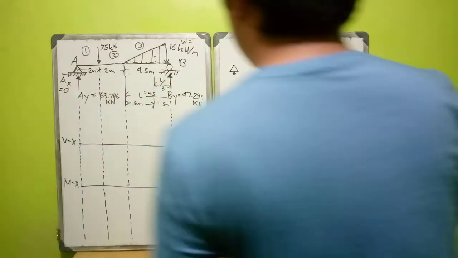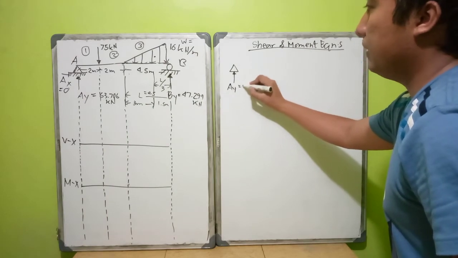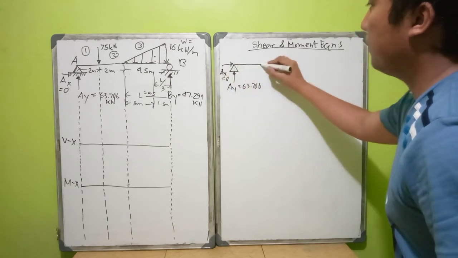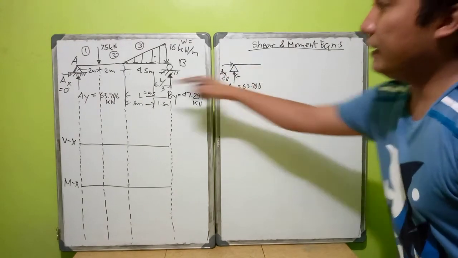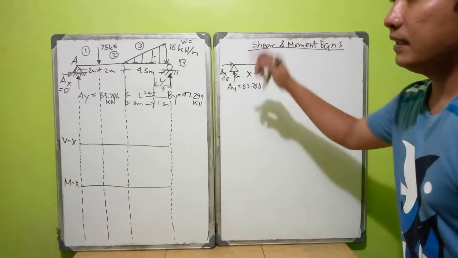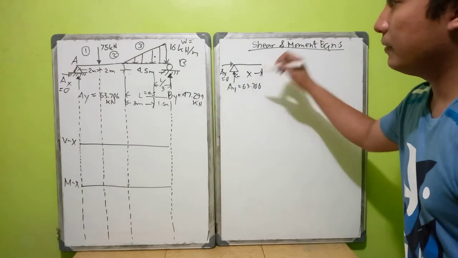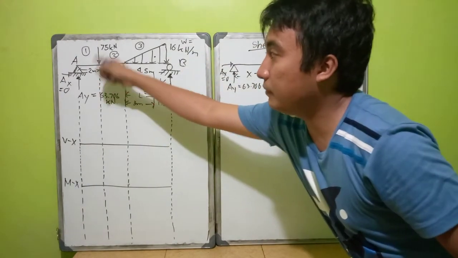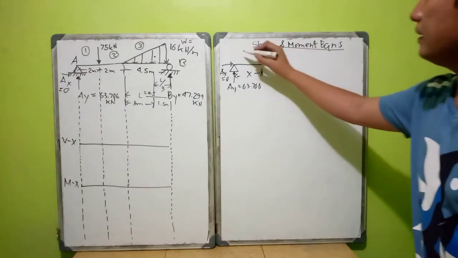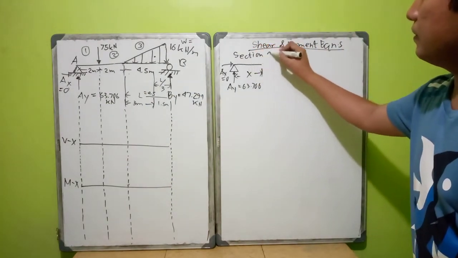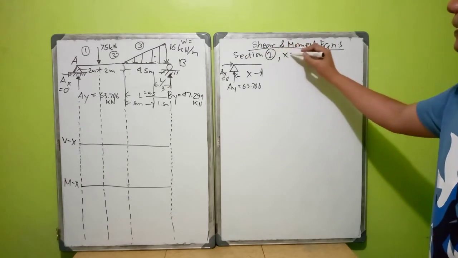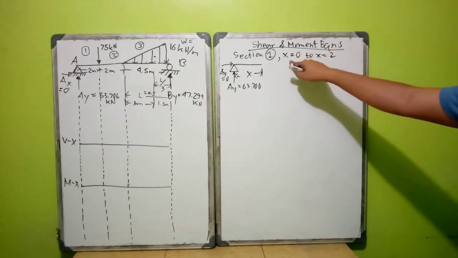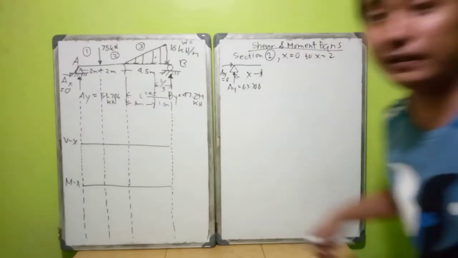So we have AY here is 63.706, and then AX equals 0. This is within your section 1. The maximum value here is 2, but at any value of X, your 75 may not come. Somewhere, let us say 1.5, so your X is at section 1. X equals 0 to X equals 2, which means within the range 0 to 2. So the 75 kilonewton is not included yet.